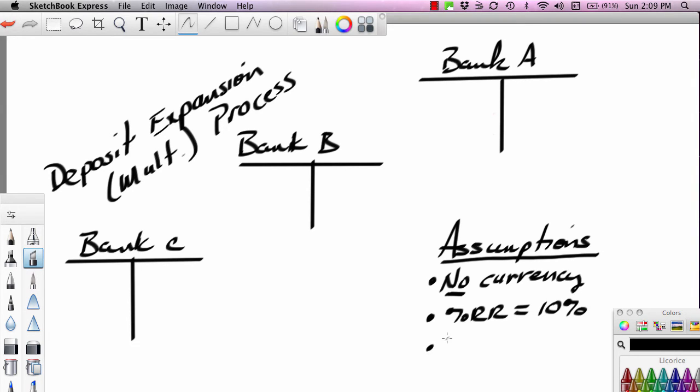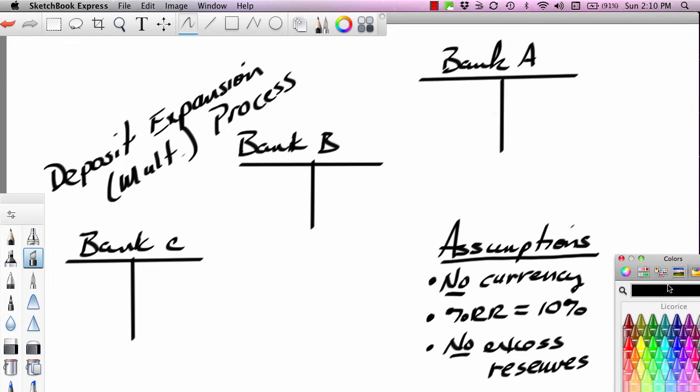I'm going to also assume that there are no excess reserves in the banking system. So in other words, I'm assuming that banks loan out all of the reserves they can loan out. Banks are not carrying any reserves above what they have to carry. So there are no excess reserves. In other words, banks loan out all of the reserves they can legally loan out. Okay? Now let's just go ahead and get going on this, and you'll see what I'm driving at.